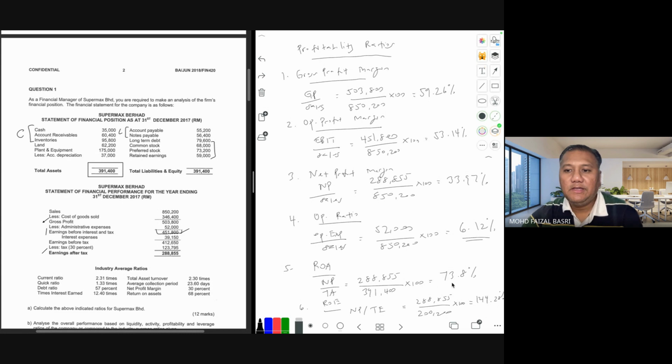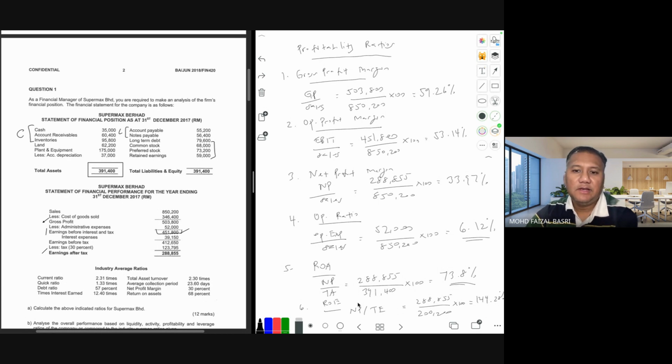Okay, so untuk ROA is 73.8. So if you compare dengan the industry average, the ROA for Supermax is better sebab higher than 68%. Okay, so it indicates that the company can generate higher returns by utilizing their total assets, in order to generate sales, ataupun dalam case ni to generate profits, 73.8%.